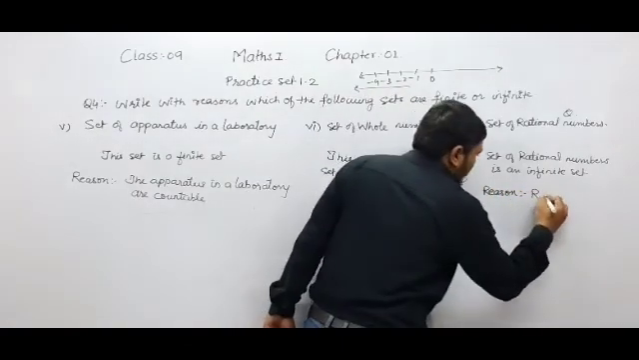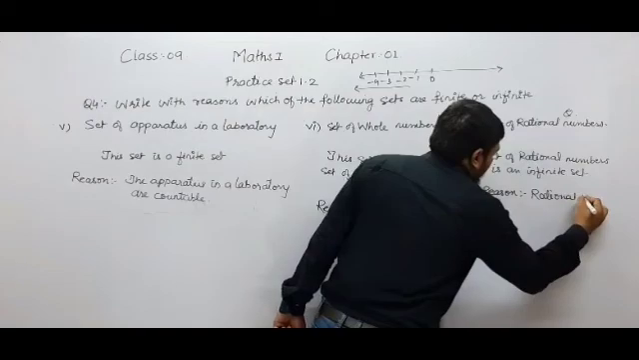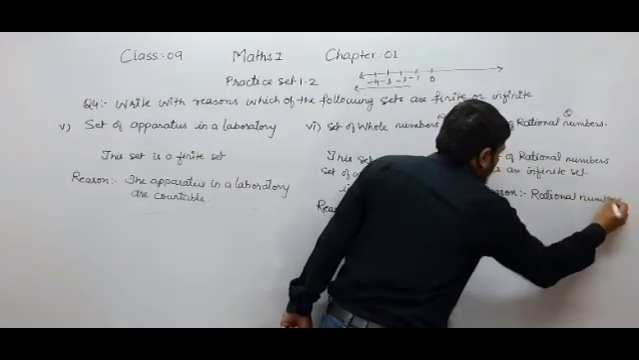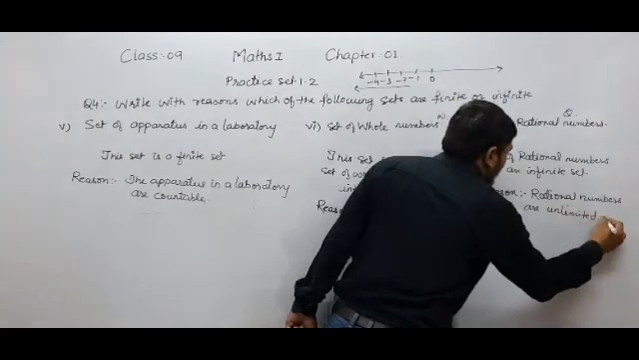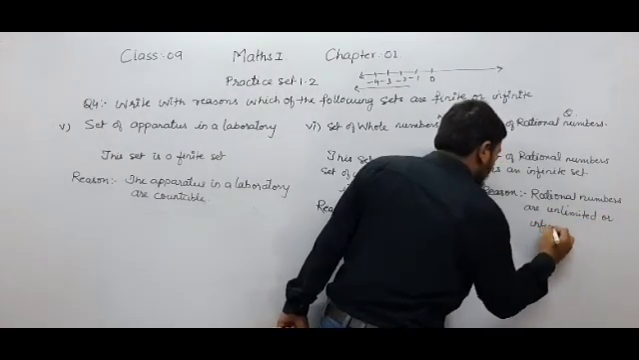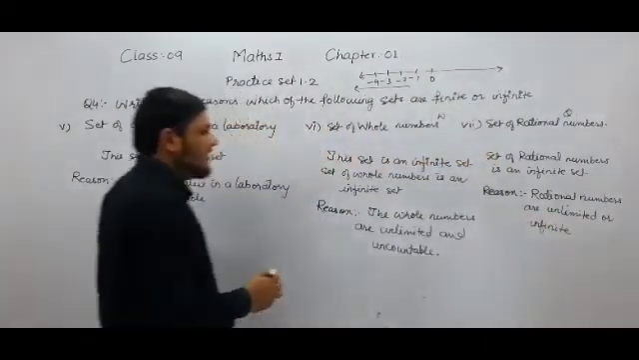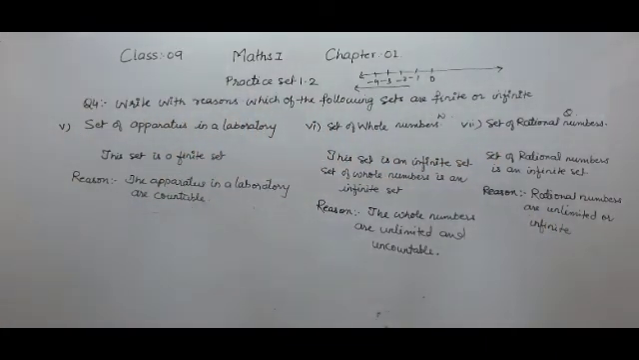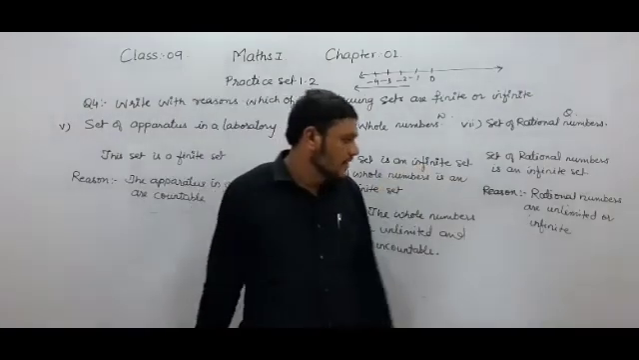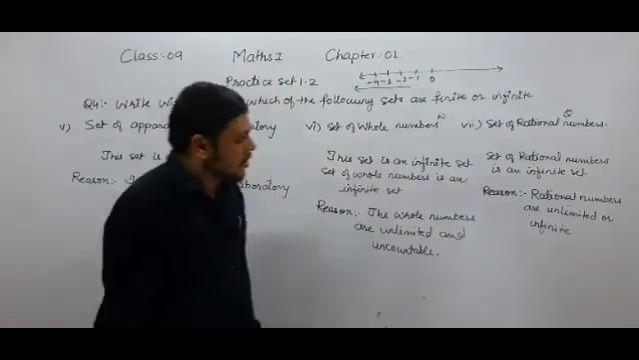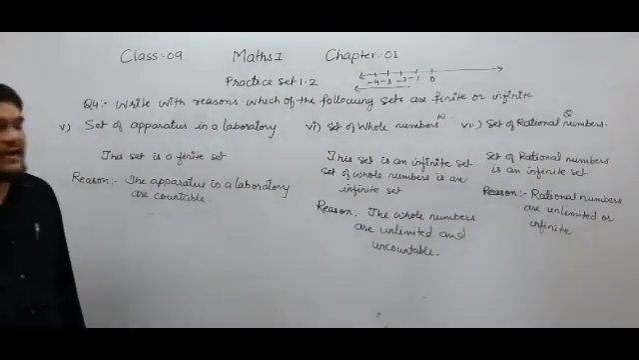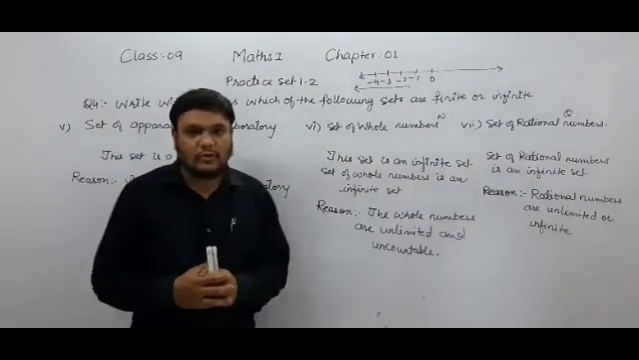So the reason is the same, that rational numbers are unlimited or infinite. If we see the rational numbers between any two numbers, that is also unlimited, that is also infinite. That is why the set of rational numbers is an infinite set, or the rational numbers are unlimited or infinite. So student, in this way we have completed practice set 1.2.